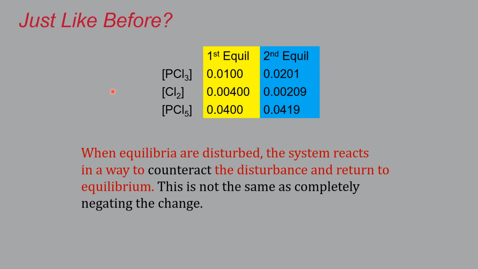The reason why this is the case is, if you think about it, we only added PCl3, right? We didn't add Cl2 with it, and because they have to react together, the ratio of their concentrations is going to end up different, even though the entire reaction quotient is the same. So you counteract to minimize the disturbance, but generally you never completely negate it, as shown by the fact that these two sets of concentrations aren't the same.